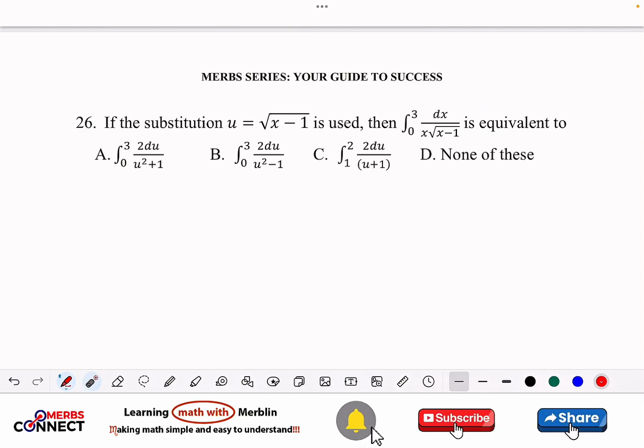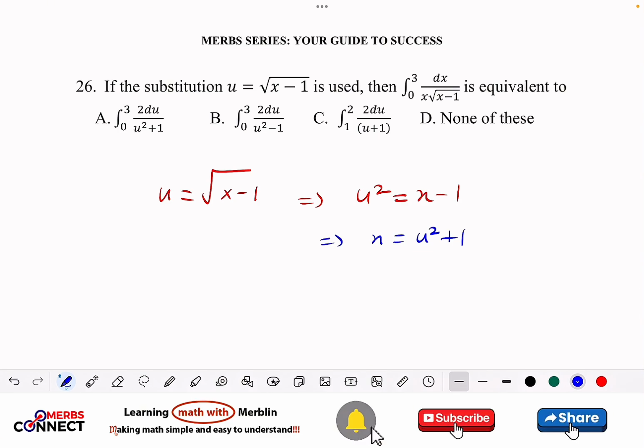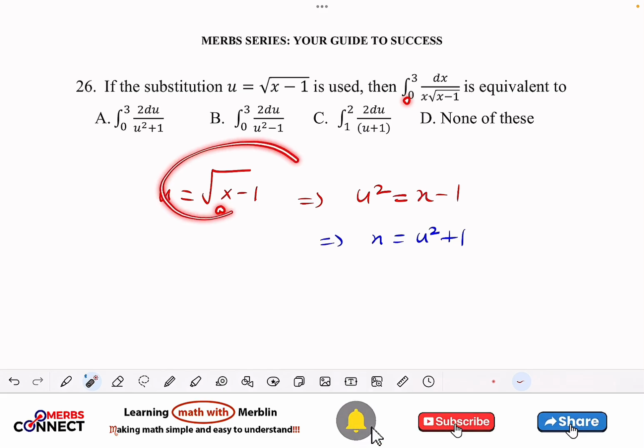Now let's look at this here. If u is equal to this, then what can we do here? Let's try and see. Now we are trying to change everything to u. So if u is equal to the square root of x minus 1, then I can square both sides and have u squared is equal to x minus 1. And this implies that x is equal to u squared plus 1. Now the limits, we need to change them, or they didn't change the limits. Okay, they didn't change the limits, because when I plug in 0 here, it's not going to work. So the limits were not changed.